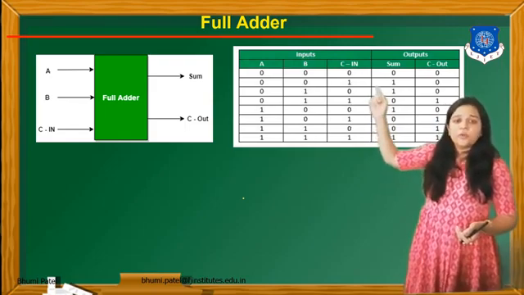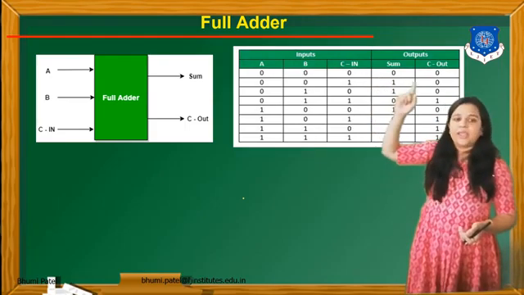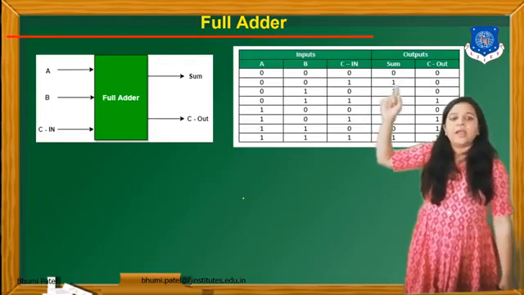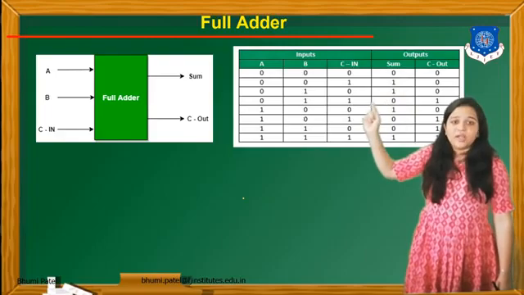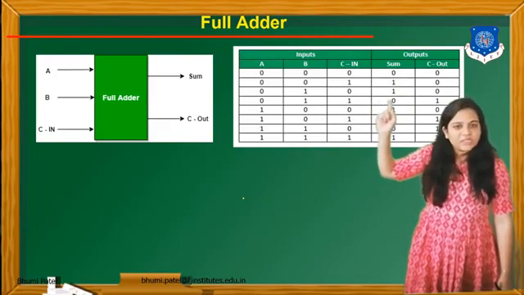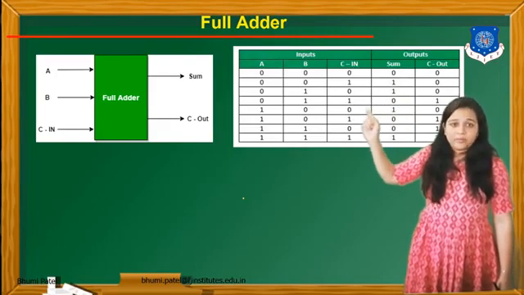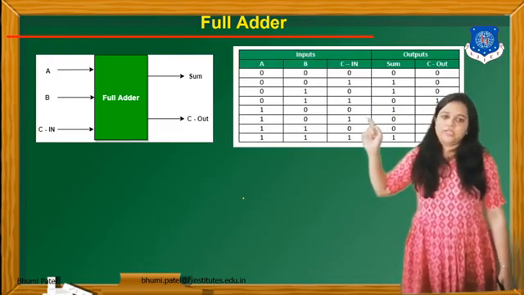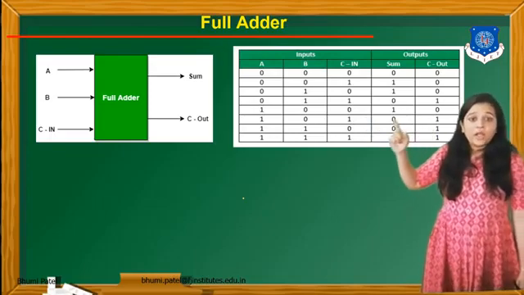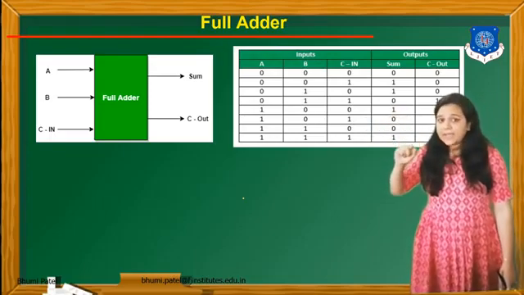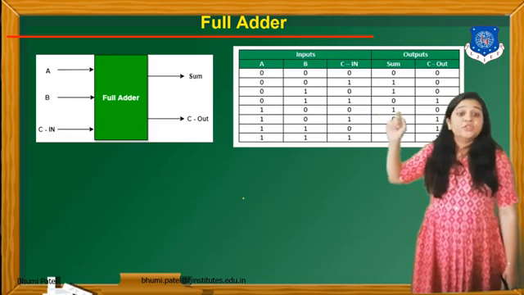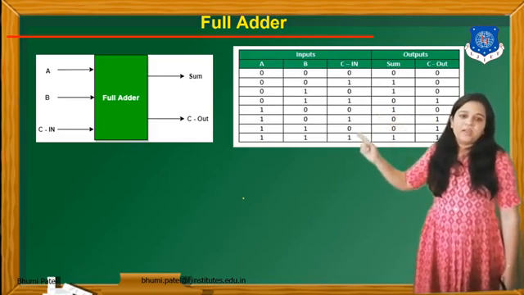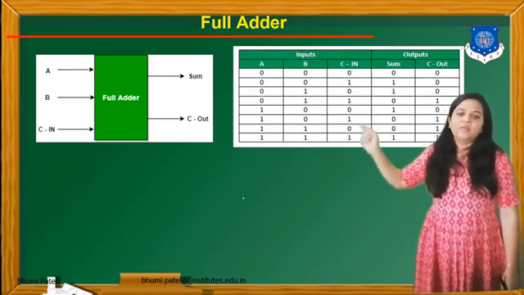Now what is this sum? So 0 plus 0 plus 0, we get 0, carry also 0. 0 plus 0 plus 1 is equal to 1, and the carry 0. 0 plus 1 plus 0, sum is equal to 1, carry 0. Same thing, 1 plus 0 plus 0, that is 1 and 0. Now if two inputs are high, that is 0, 1, 1, we get sum is equal to 0 and carry is equal to 1. Same thing will be applied for 1, 1, 0 and 1, 0, 1.